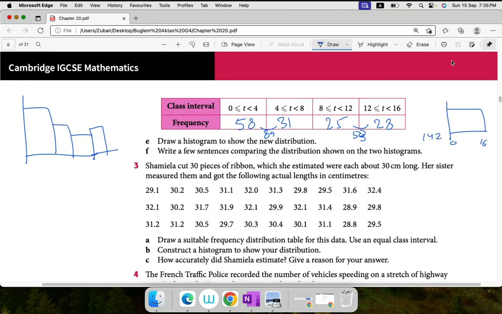So that's why the histogram is better, like the bar graph. Histogram or bar graph would be same, but having more classes. See this on the right. If I just add all of them, that is 142. So I'll be writing 142 here, and from 0 to 16 minutes, there were total 142 calls.